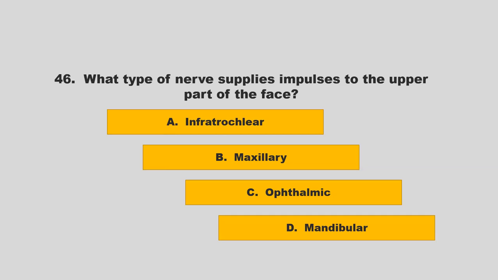What type of nerve supplies impulses to the upper part of the face? Infratrochlear, maxillary, ophthalmic, mandibular. If you chose B, maxillary, you are correct.